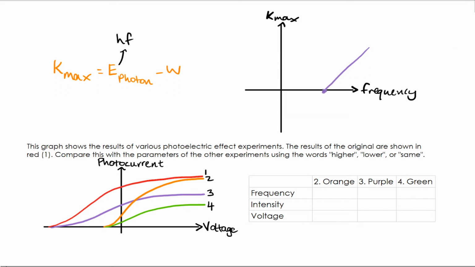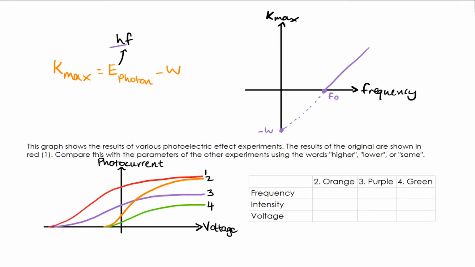And the reason the graph stops at this point, if I call it f0, hopefully you'll be able to remember that there was a minimum frequency less than which would not allow any electrons to cross the circuit. And we called that the threshold frequency. So even though the graph does stop at this point, if we extend a straight line over to the vertical axis, this could be the negative of the work function. So we'll call this minus w.